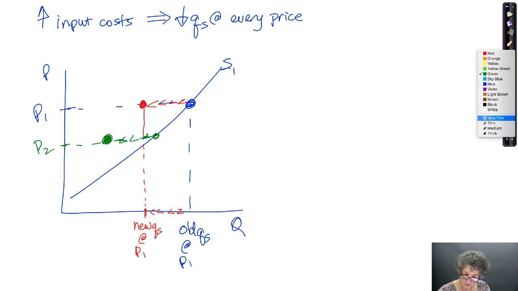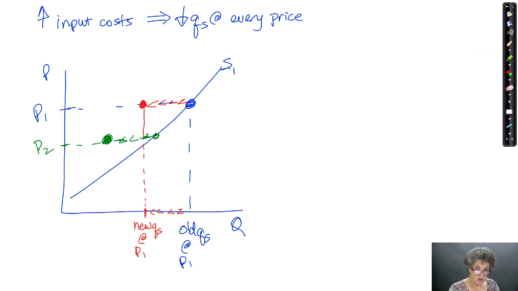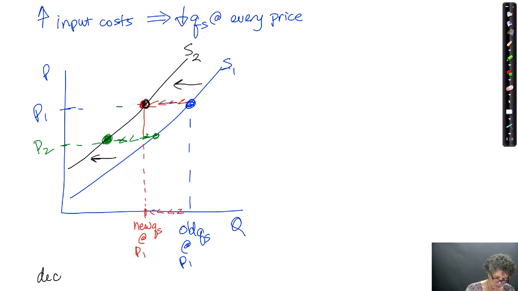And so then if we bring together all of those combinations of prices and quantity supplied, we're going to get, make your dot bigger if it doesn't go through your line, we're going to get a new supply curve to the left of the old supply curve. What we say here is this is a decrease in supply, because what we've got is a decrease in the quantity supplied at every price.